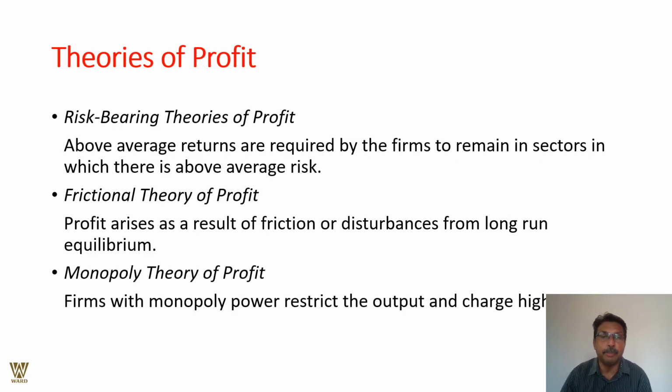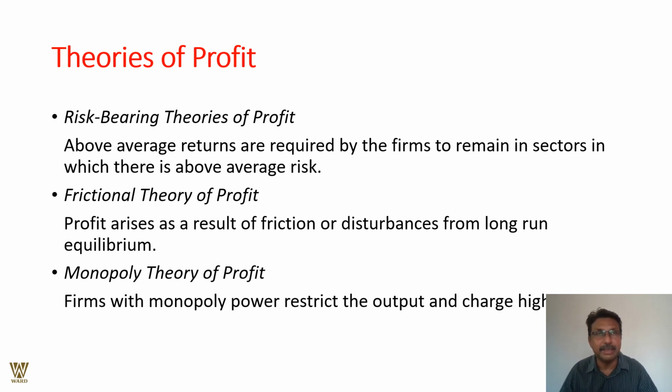Theories of profit: the risk-bearing theory of profit. Above-average returns are required by the firm to maintain in sectors in which they are above average. Frictional theory of profit: profit arises as a result of friction or disturbances from the long-run equilibrium. Everything going good, and if there are some anomalies, people are going to make some profit out of the noise of the situation. Monopoly theory of profit: a firm with monopoly power restricts the output, and probably they can charge higher. So you create a situation where there is scarcity around it.